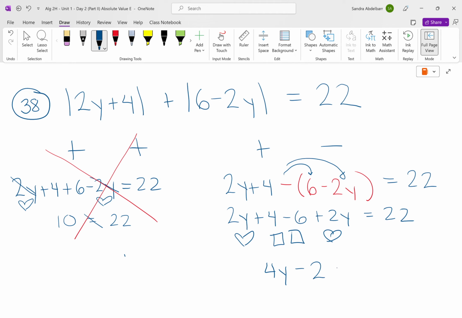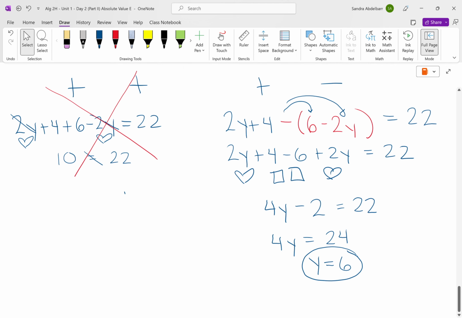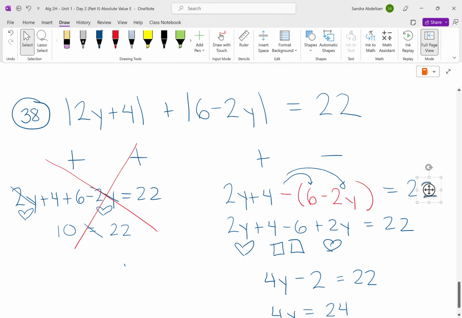Combine our like terms. I get 4y minus 2 equals 22. 4y equals 24, so y is equal to 6. Do we have to check this? Yes, it's an absolute value equation. You have to check your answers.